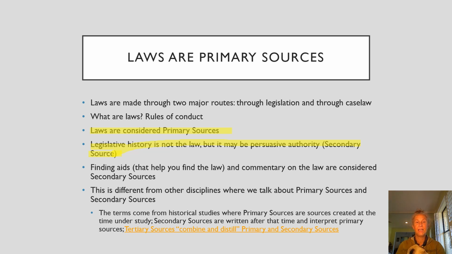So finding aids, those are considered secondary sources. So finding aids would be the annotations themselves. So you have the statutes, but any of the annotations, it may refer you to law, but the blurbs and all of the summary material, that is going to be considered secondary, and you probably shouldn't cite it. It's used just to find the law. Now, if it's a book that talks about the law, that's a secondary resource that you can cite.